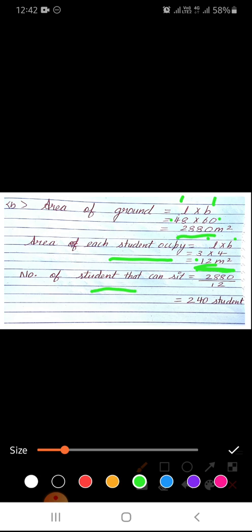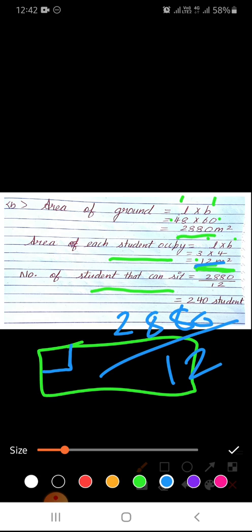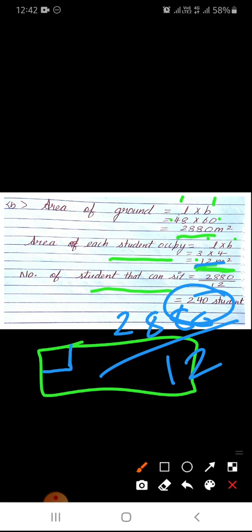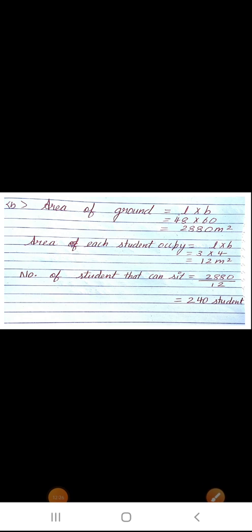Now for the number of students that can sit, you have to divide the area of the ground by the area taken by each student. The area taken by each student is 12 and the area of the ground is 2880. So we divide 2880 by 12 and we get the answer 240. Means in the ground 240 students can sit easily.